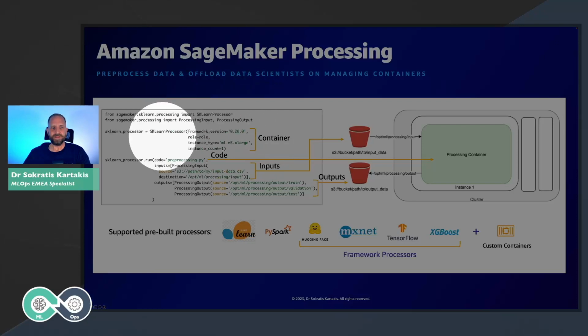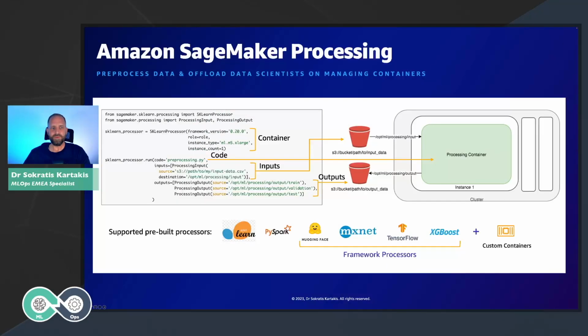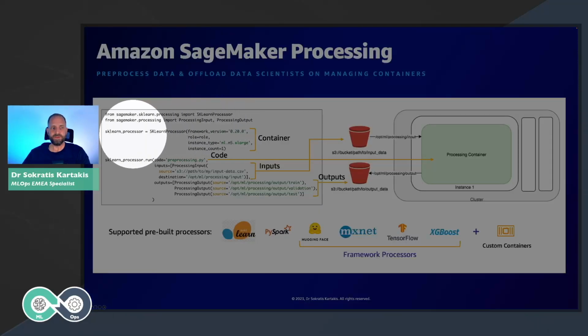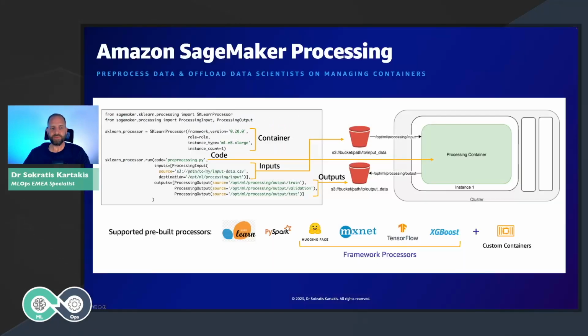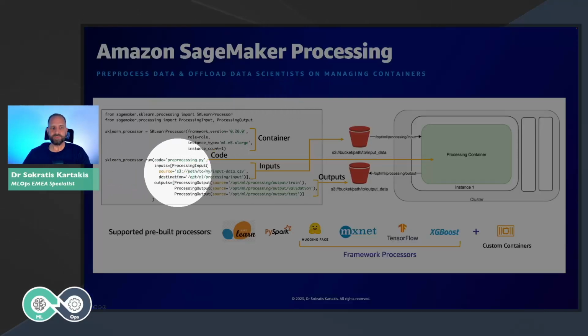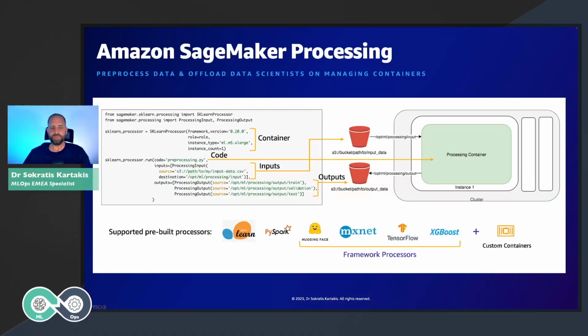Here on the left-hand side, I have an example code of how you can create a specific processing job. The only thing that you need to do is define what type of instance and what type of container you want to use in order to run your code. Then the next step is to run this processing job. There you first define the code that you want to run, and the inputs and outputs that you want to use. Then you run this code, which, as you can see, is just 2 lines of code.